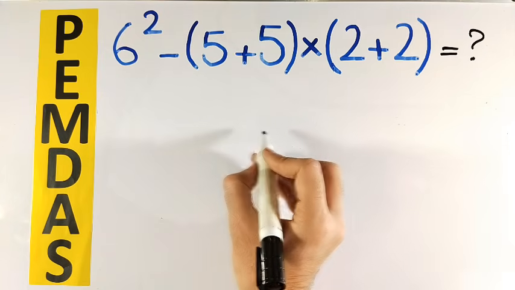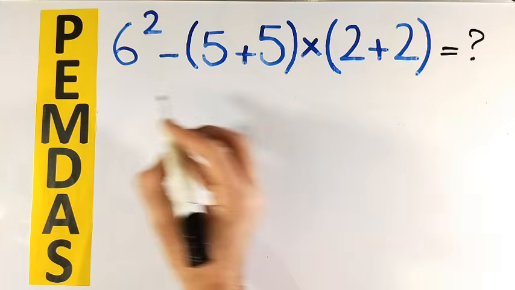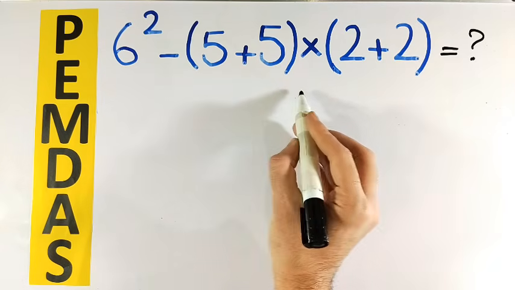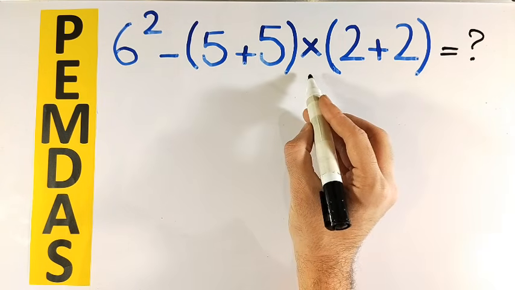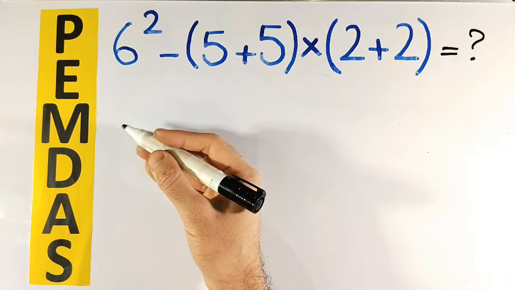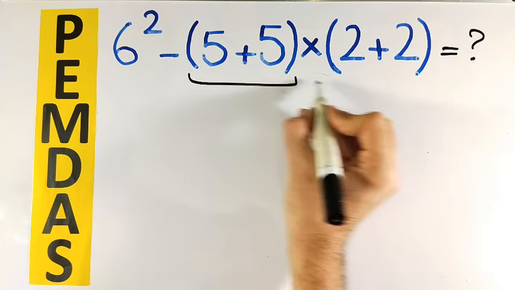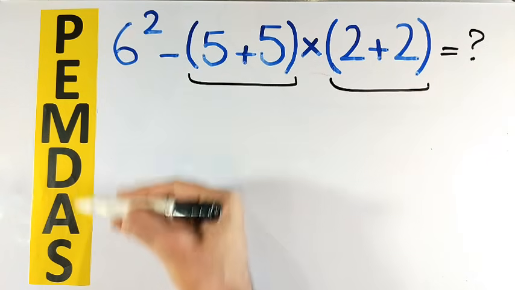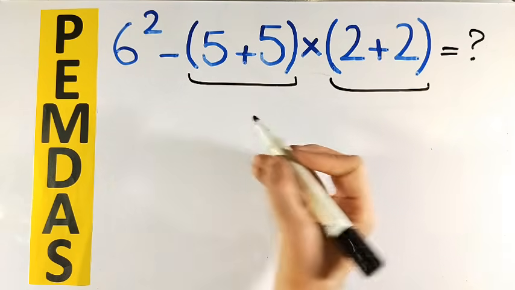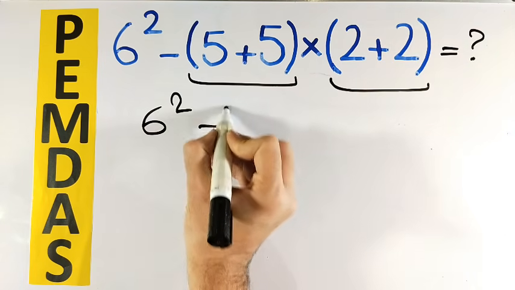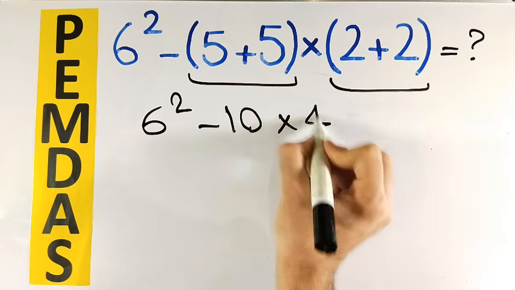As you can see on the screen, in this expression, first we have an exponent, then a subtraction sign, followed by parentheses, then a multiplication, and finally another parenthesis. According to the PEMDAS rule, first we go for the parentheses, because parentheses have the highest priority compared to the other operations. So, instead of this expression, we can write 6 squared minus 10 multiplied by 4.